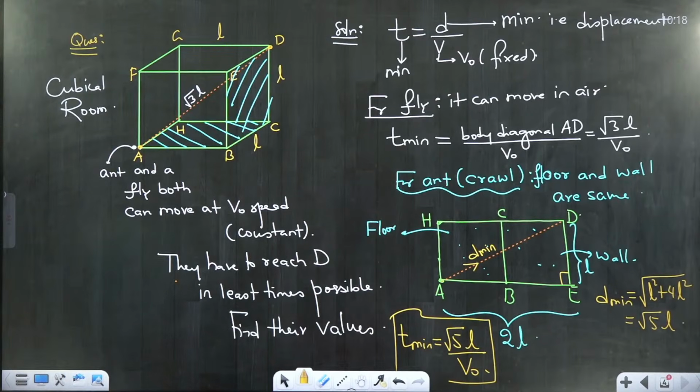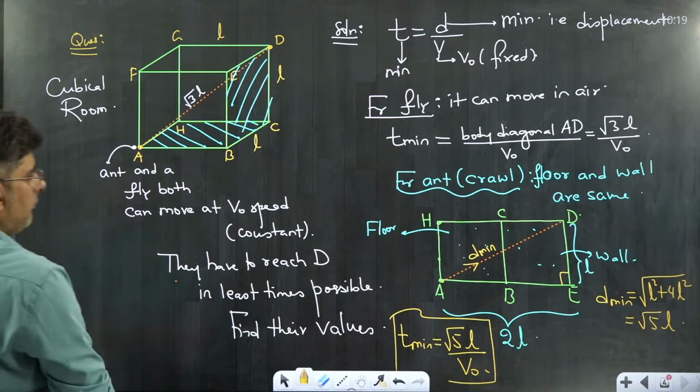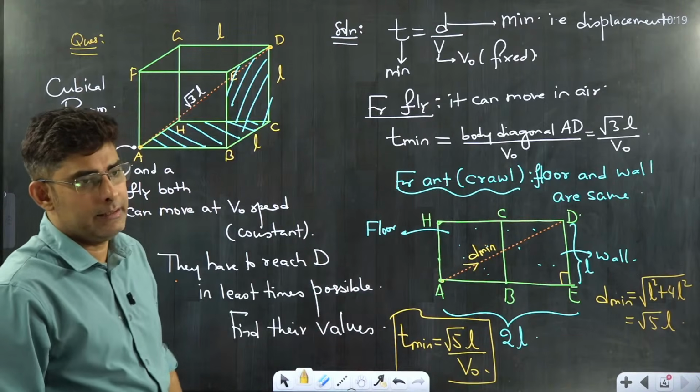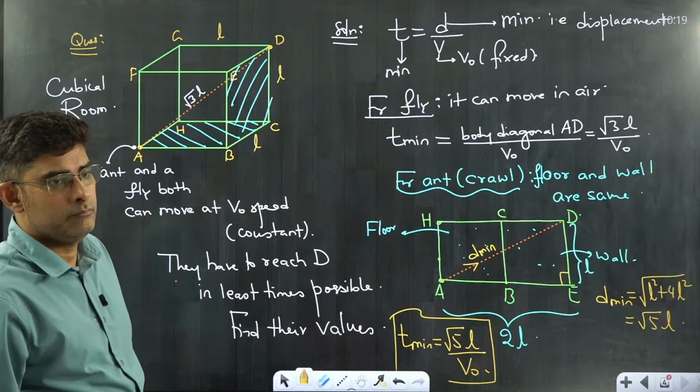So this is what we do in case of, yes, we are unfolding the cube. And why are we unfolding it? Because the floor and the wall are the same for the ant. Is it clear?